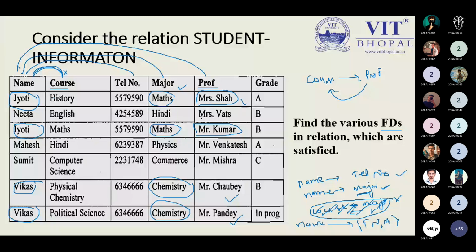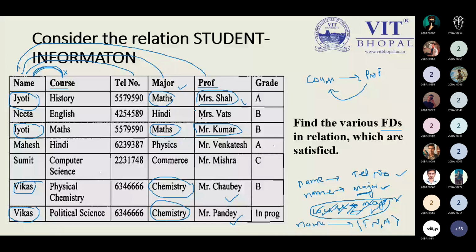So from this point you can observe that Mr. Shah is only teaching history. Mr. Bus is only teaching English. Suppose Mr. Shah is teaching history and Hindi, then the dependency will not be applicable because he would be teaching two courses. That means we have to find the functional dependencies just on the given data. That is a good point.